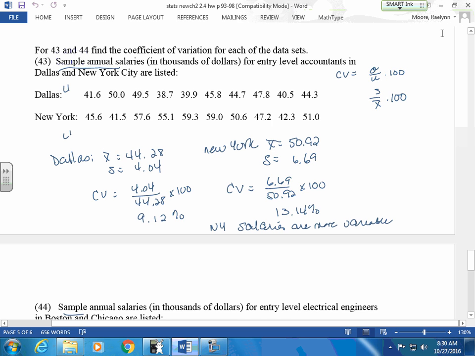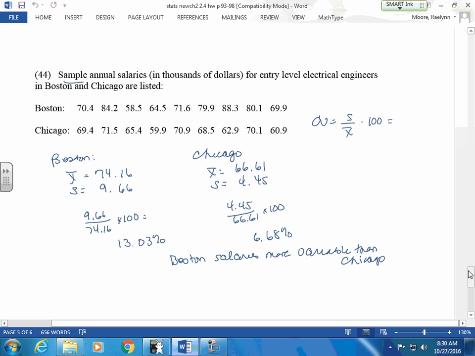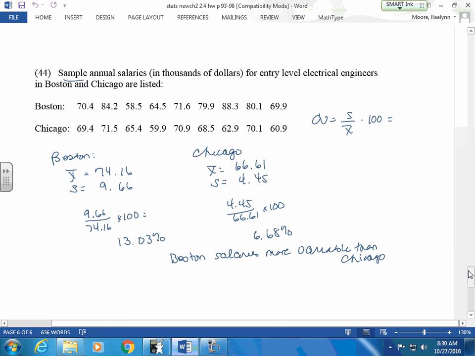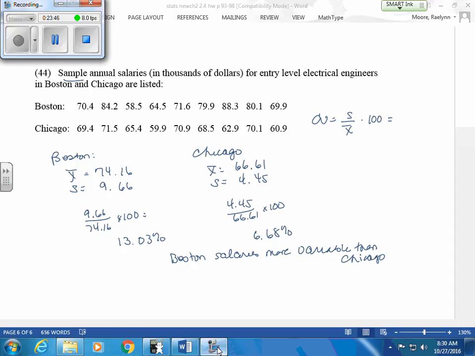And the last one, right? It's the same type of thing. Again, what keyword is up there that we need to remember? Sample. Because sample tells us Sx, not sigma x. We find those, and again we compare. Boston salaries are higher in percentage of variation, so they vary more than a Chicago salary would vary.